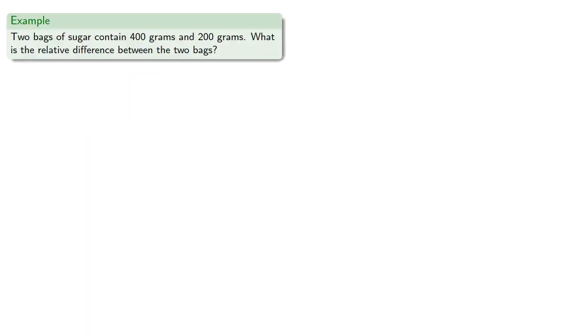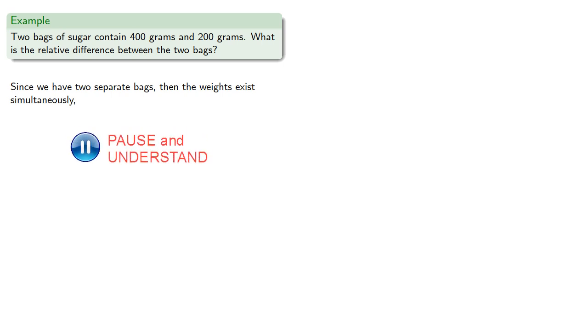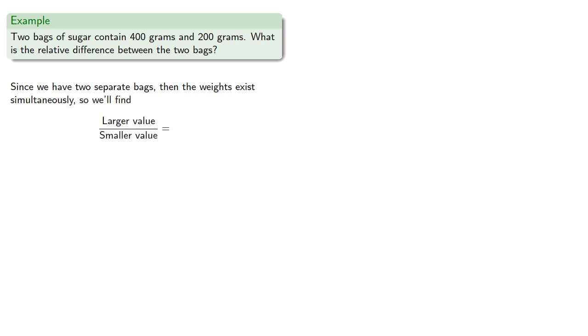For example, 2 bags of sugar contain 400 grams and 200 grams. What's the relative difference between the two bags? Since we have two separate bags, then the weights exist simultaneously. So we'll find that quotient, larger value divided by smaller value. So that's 400 divided by 200, which is 2.